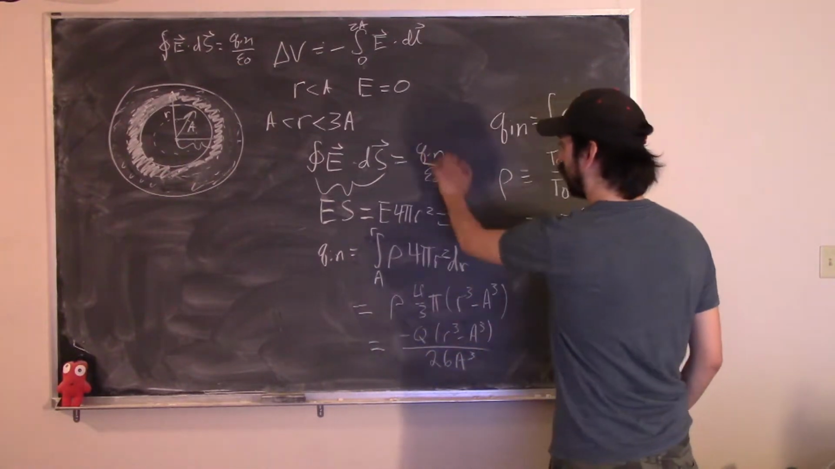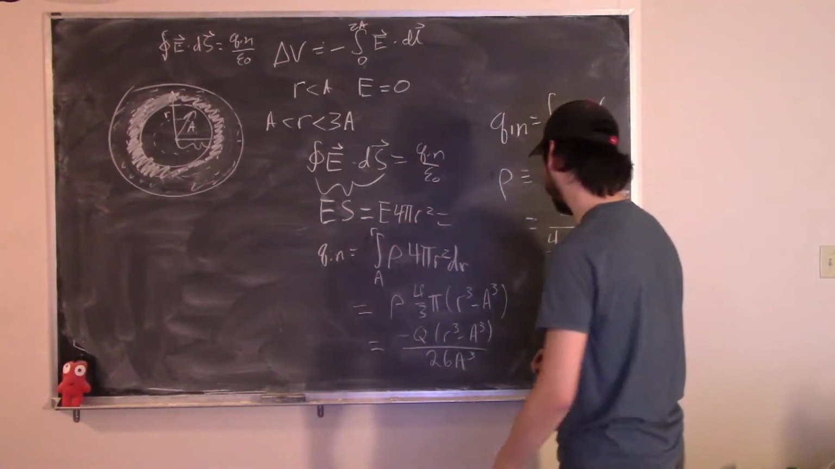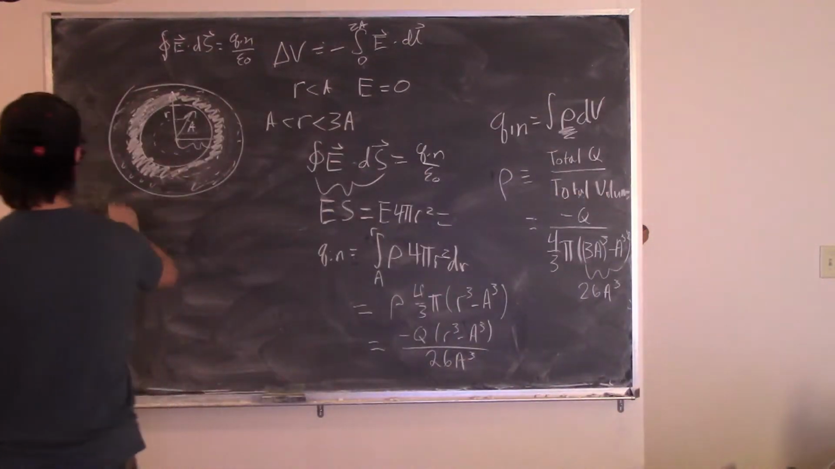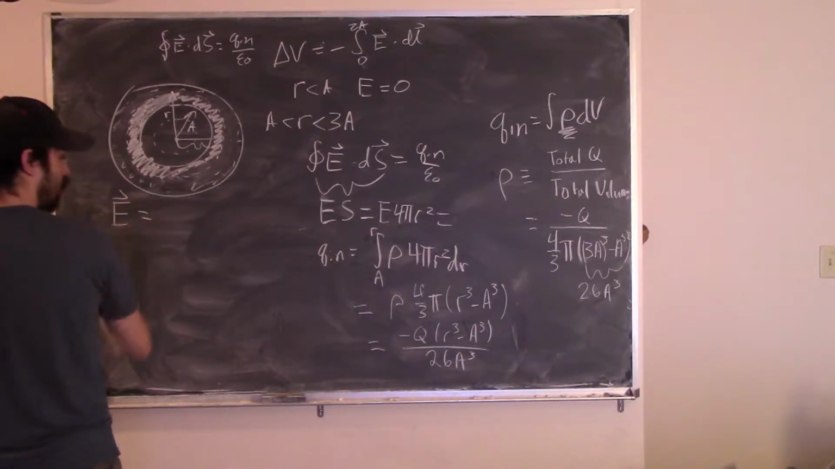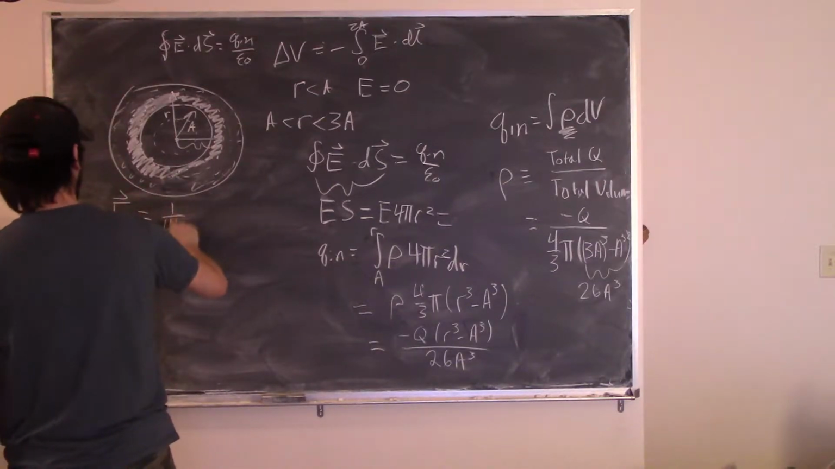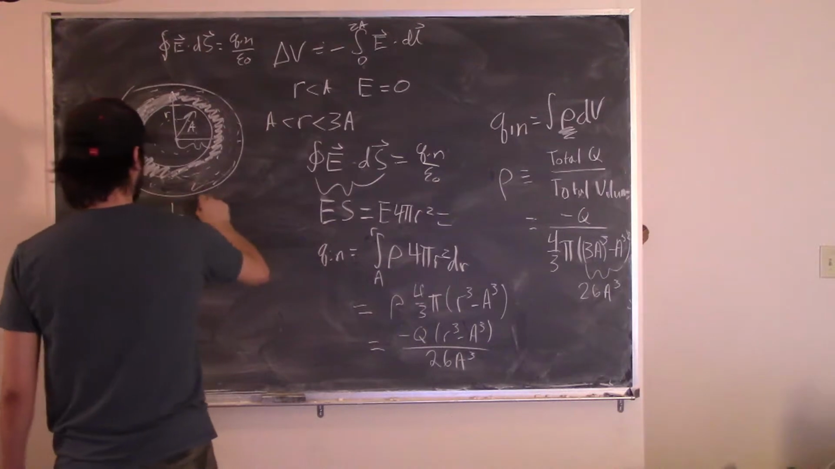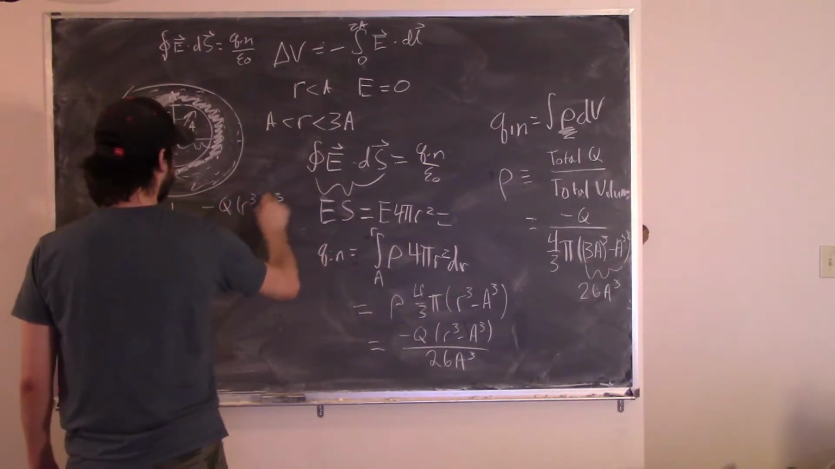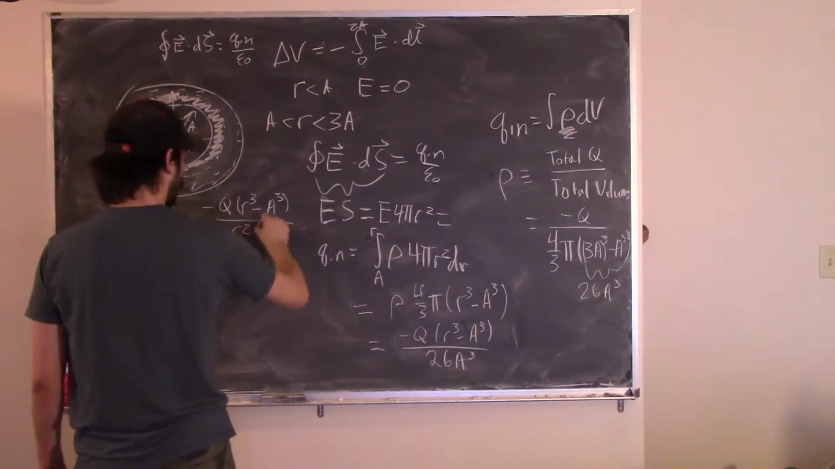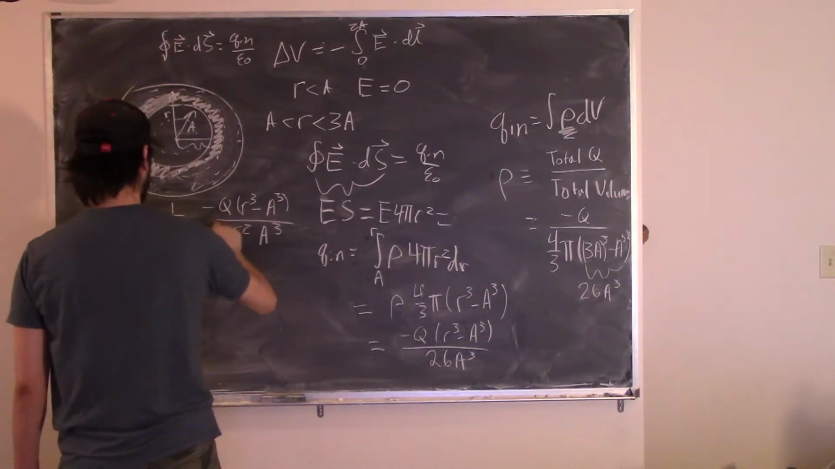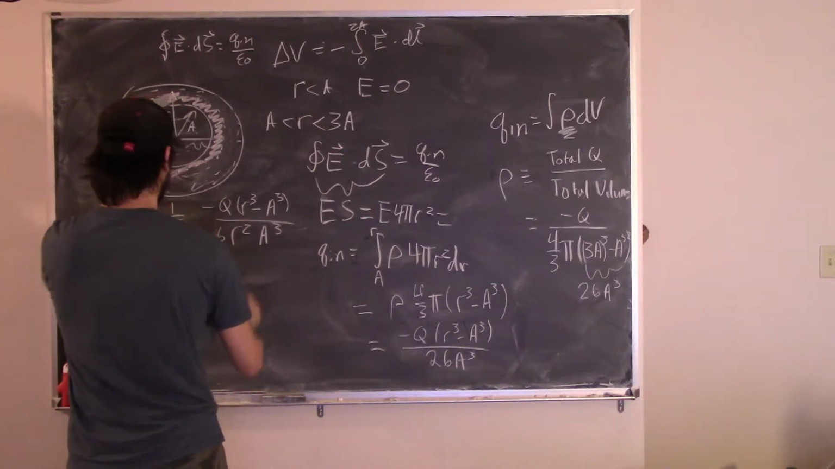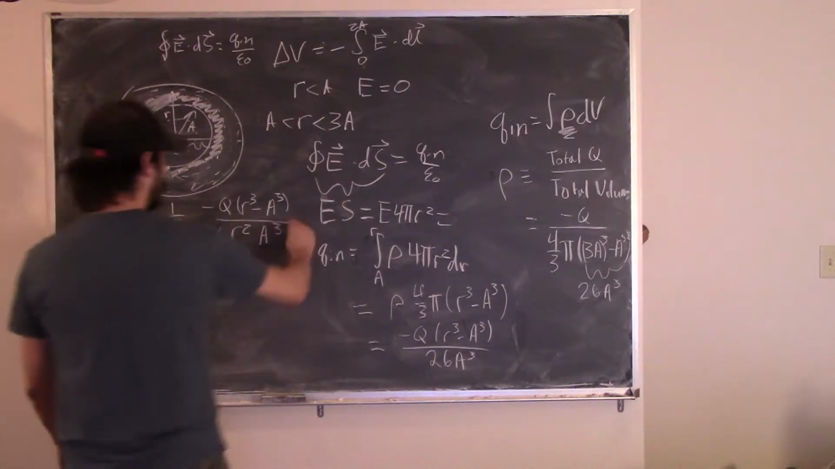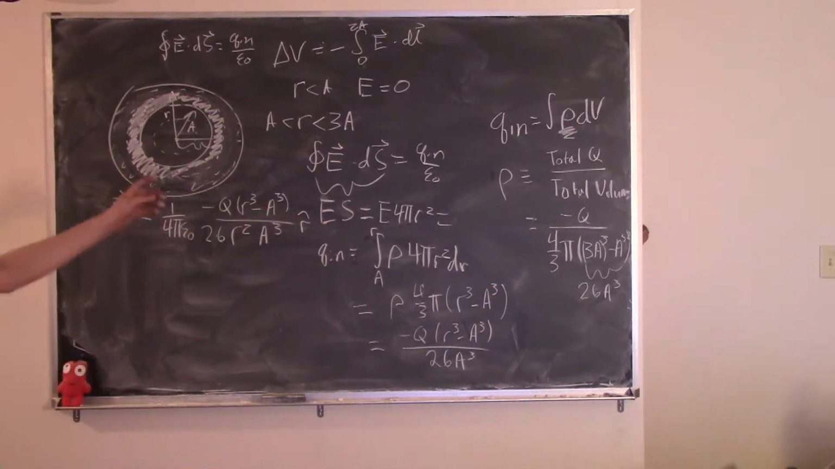And so in the end, this is the q in. I can combine this with the left-hand side of Gauss's law. And so what I end up seeing is that, let me write it over here, E vector is going to be equal to 1 over 4 pi epsilon naught times minus q times r cubed minus a cubed divided by r squared a cubed times 26. Okay? And there's a unit vector here. So now we have our electric fields.